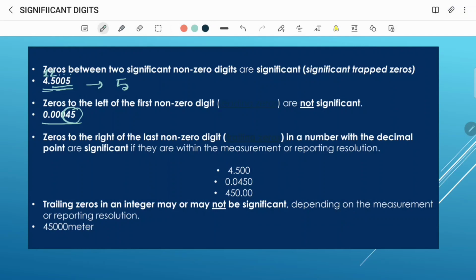But the case changes when the zeros come after the decimal. Like in this example, the zeros come after the decimal and there is a digit before the decimal as well. So this number over here has 4 significant digits. All the digits in this number are significant. If we were to write 0.500 instead of this 4, if I write 0, then also this has 3 significant digits.